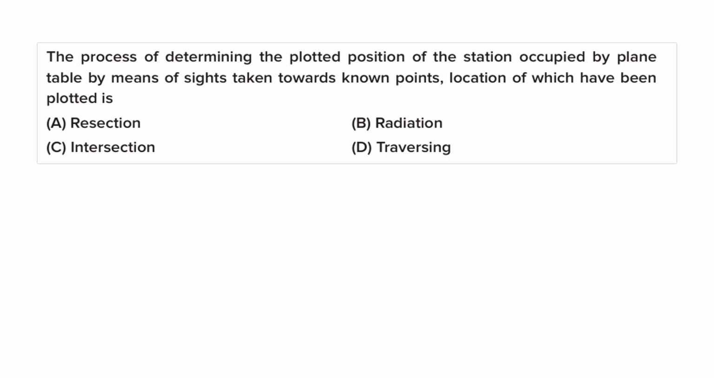The process of determining the plotted position of the station occupied by plane table by means of sights taken towards known points, the location of which have been plotted, is: the answer is resection. Resection is done by taking sights towards known points whose locations have already been plotted on the plane table.